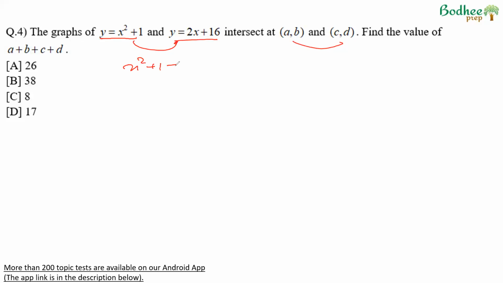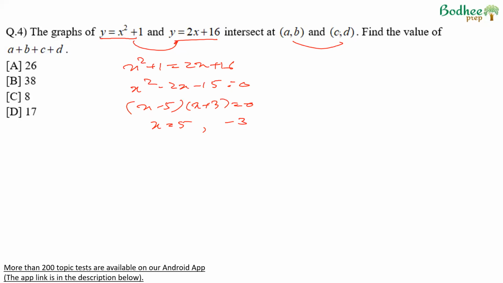x² + 1 = 2x + 16, which means x² - 2x - 15 = 0, which means (x - 5)(x + 3) = 0, which means x = 5 or x = -3. Product 0 means either this is 0 or this is 0. x - 5 = 0 means x = 5. x + 3 = 0 means x = -3.